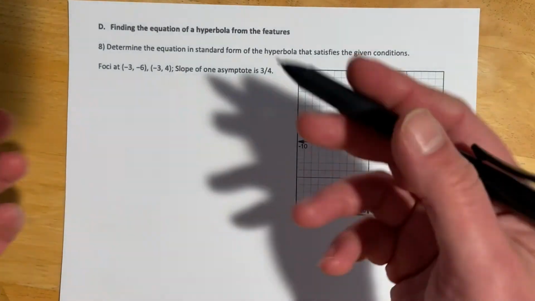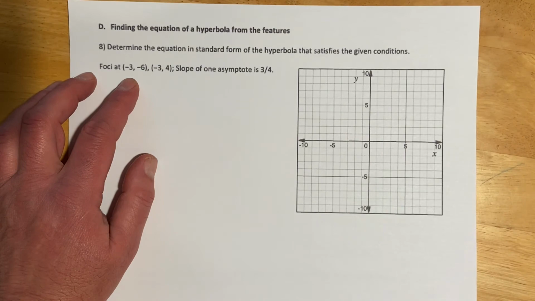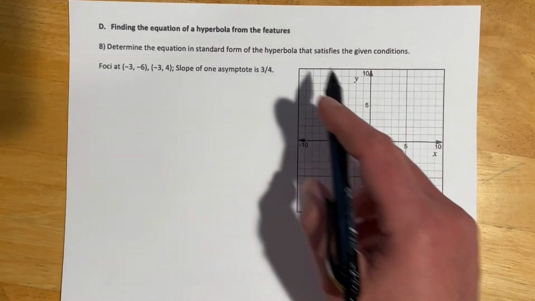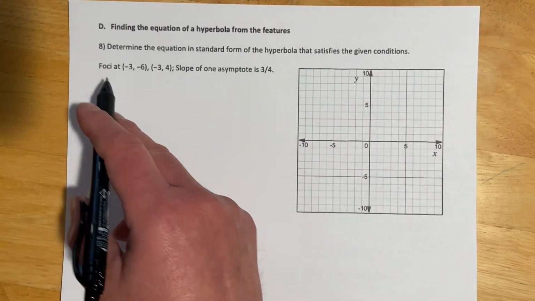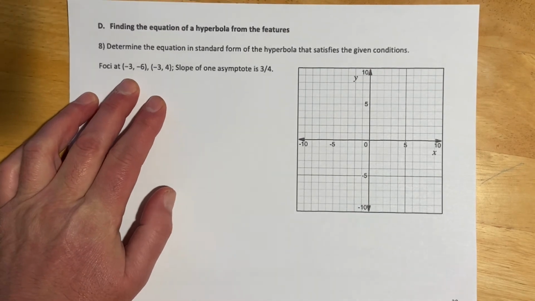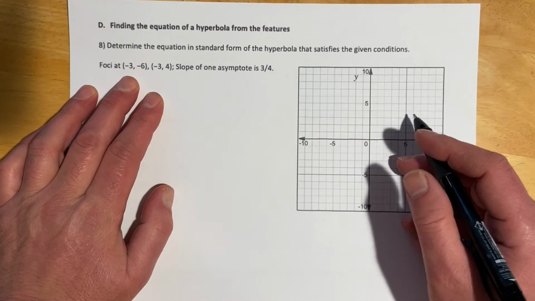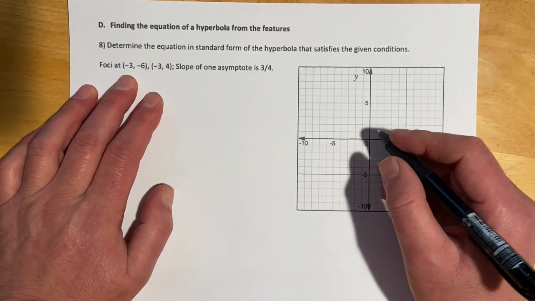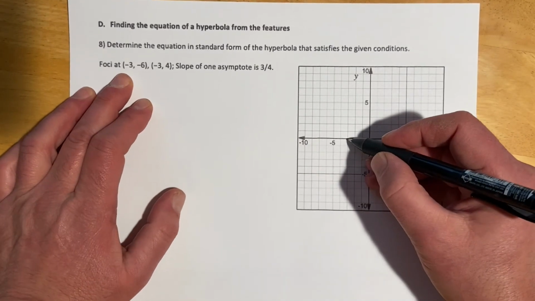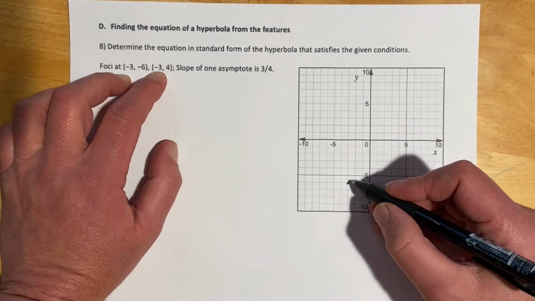Okay, and then like the last section, we're given information about the hyperbola and then asked to find the equation. Determine the equation in standard form of a hyperbola that satisfies the given conditions. So we have foci at these 2 points and the slope of an asymptote. So the foci, let's go ahead and graph those. And again, even if they don't give you a graph, for me the graph is really helpful for getting oriented. So x is -3 and y is -6 for one of them, and then -3, 4 for the other.